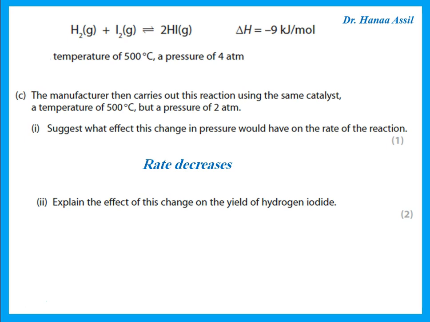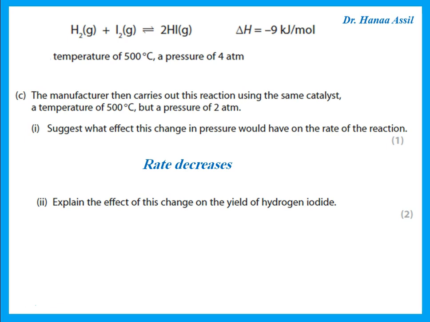Explain the effect of this change on the yield of hydrogen iodide. Now, if we look at that equation, and we're lowering the pressure, what effect would that have? Remember that lower pressure causes the reaction to go to the side with more molecules. Lowering the pressure means you're giving it more volume to work in, so it will go to the side that will give more number of moles. Remember the opposite, if I increase pressure in a reversible reaction, then it goes to the side with fewer molecules. So here we are decreasing the pressure.